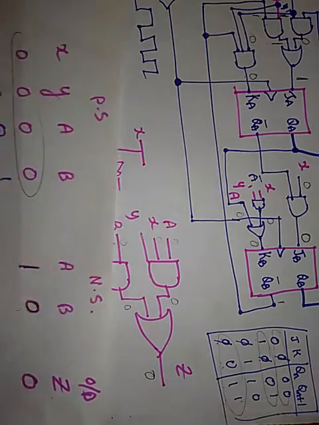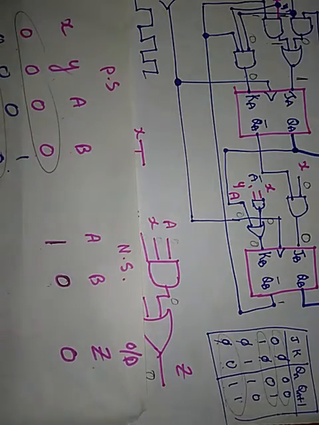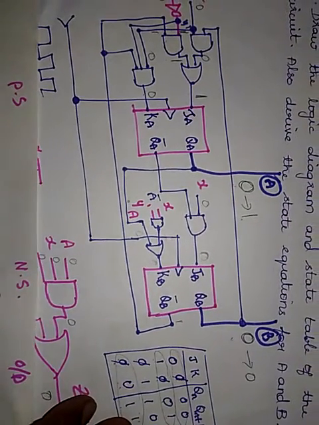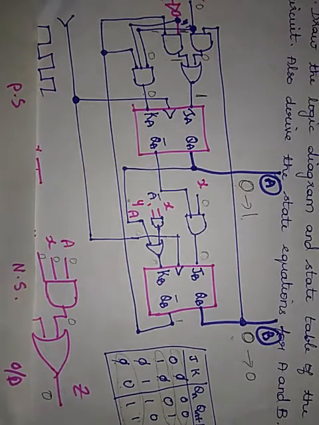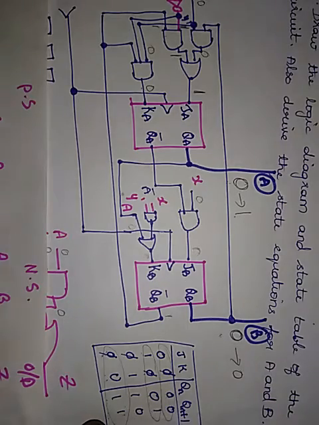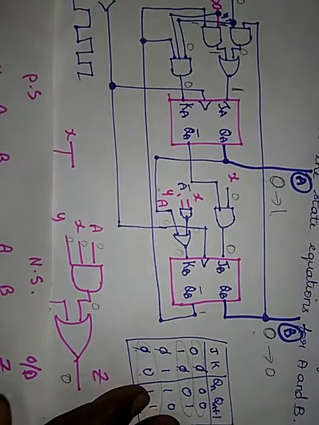Likewise, you have to fill it up for the entire 16 states, 16 combinations, because 4 inputs means you will be having 16 combinations. So that's all about the digital design of this question. Hope you have understood the idea behind how to draw the circuit diagram, how to frame the truth table, how to see the excitation table of JK flip-flop.